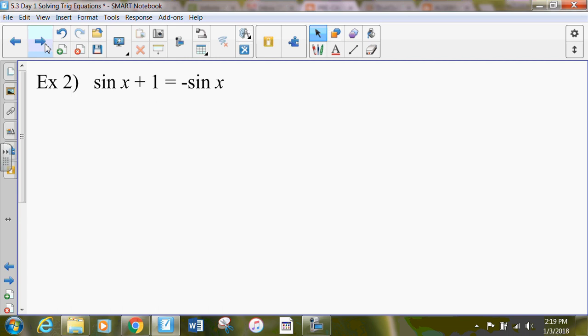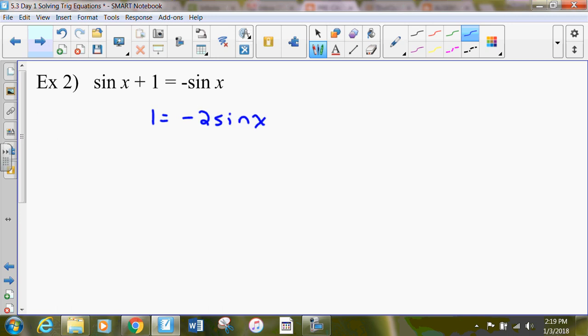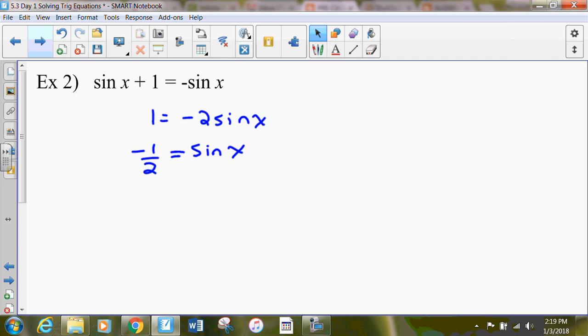Okay, let's look at the next one. We want to isolate the trig function of sine, but we have it on both sides. So we could add sine, or we could subtract sine. Either way, why don't we subtract sine x from the left side, which gives us sine x minus another sine x is minus 2 sine x, and then we're going to divide both sides by 2, which gives me a negative 1/2. And so let's think real quickly about what angle has a sine equal to negative 1/2.